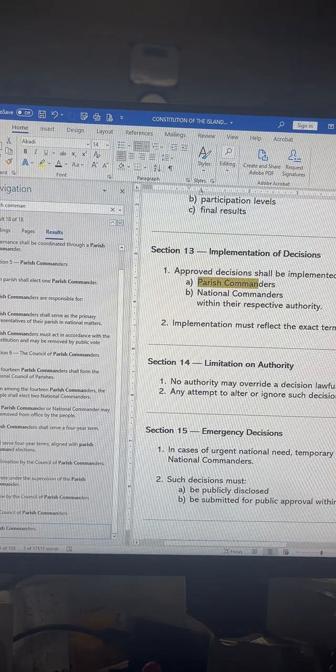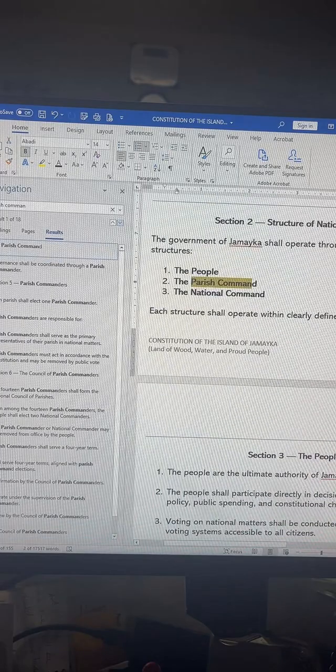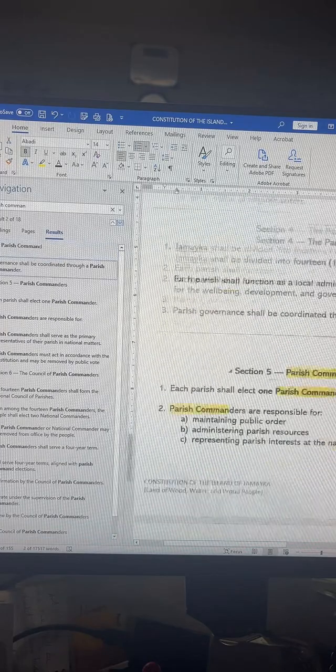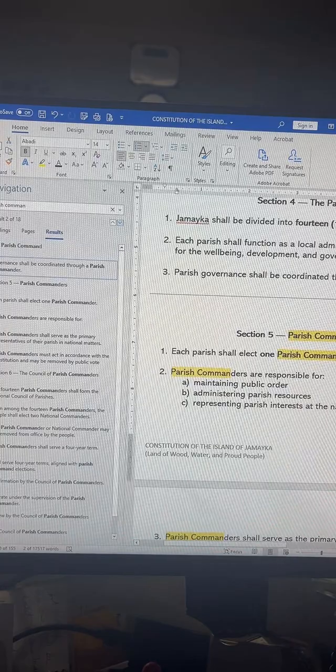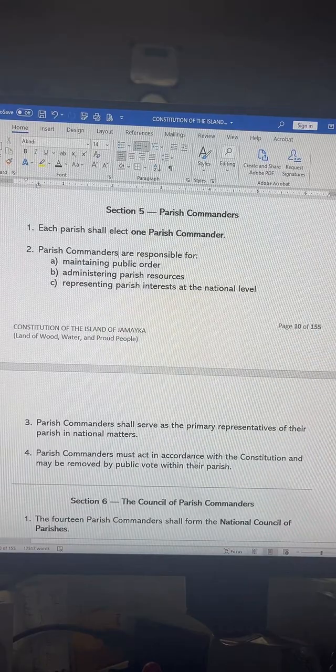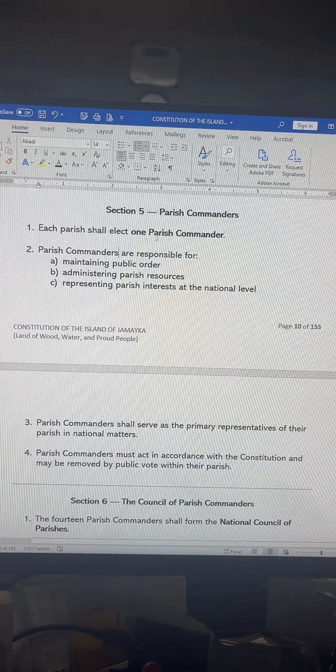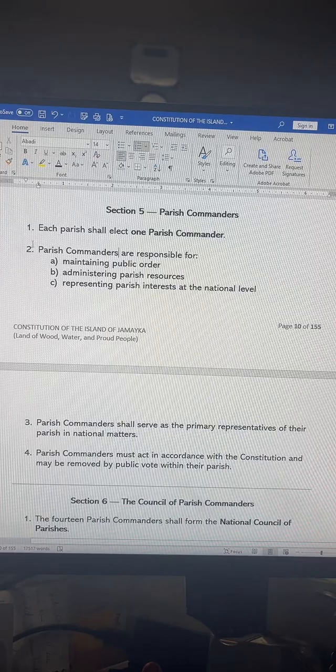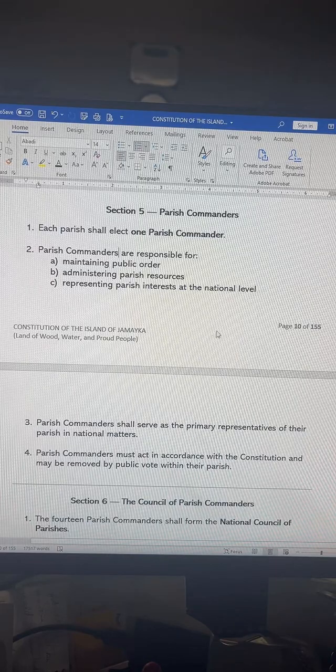Implementation of decisions. The parish command. Parish commanders, here we go. Parish commanders shall serve, must act in accordance. So each parish shall elect one parish commander, right? Just like we have a mayor now. We'd have a representative as a parish commander. Parish commanders are responsible for maintaining public order, administering parish resources, representing parish interests at the national level.